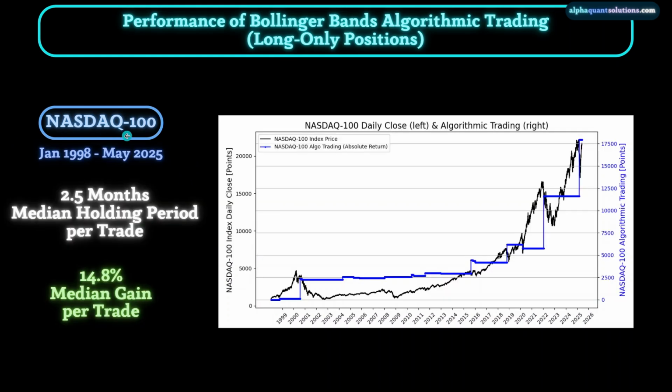Some additional results for the Nasdaq-100, again for the same time period. This graph shows on the x-axis time in years. On the left y-axis, we have the Nasdaq closing daily price, so it's the black line. And on the right y-axis, we have the cumulative Nasdaq points earned or lost by this algorithm. So that's the blue line.